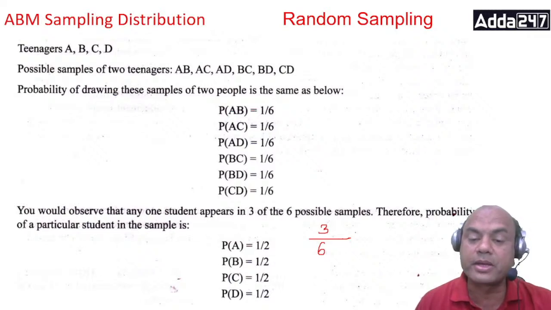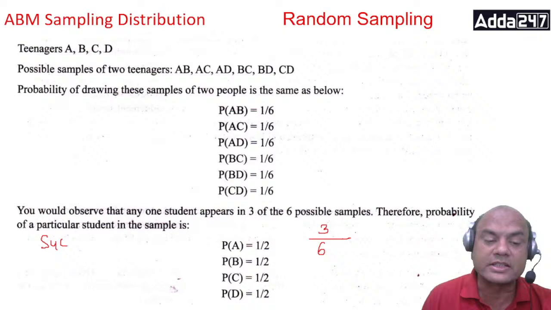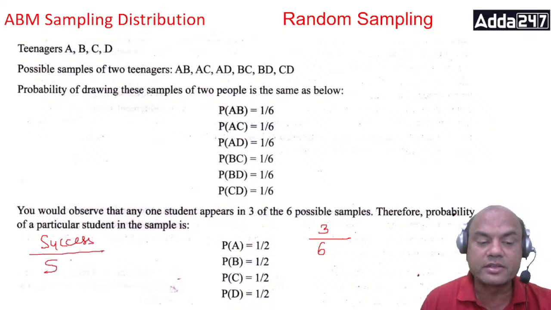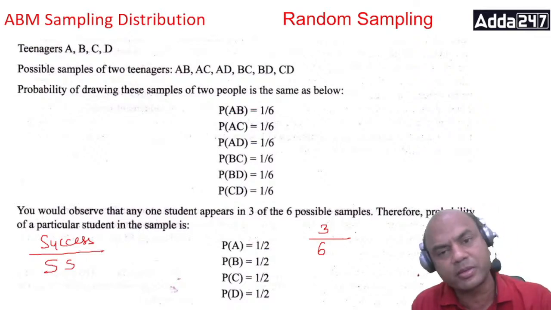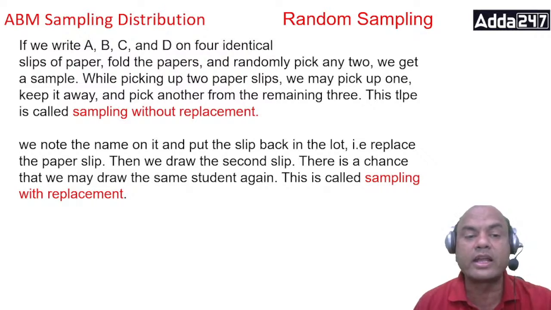This typically is related to probability required upon sample size. Means success. I'll write it over here. The probability formula is like this: success upon sample size, SS. Okay, we'll study this when we study probability. If you want, write A, B, C or D on 4 identical slips of paper.